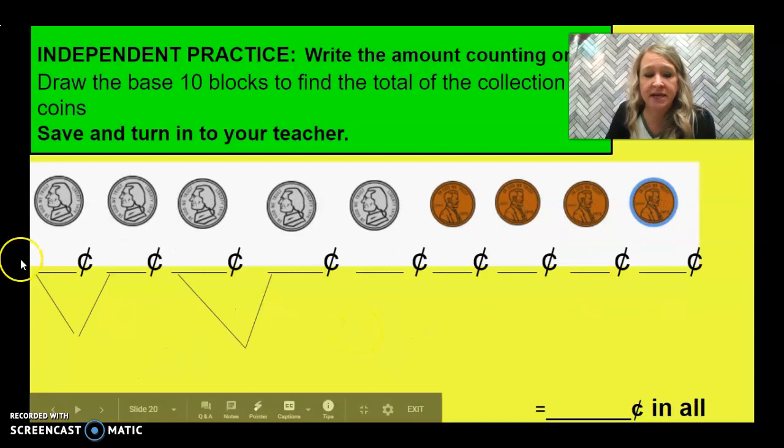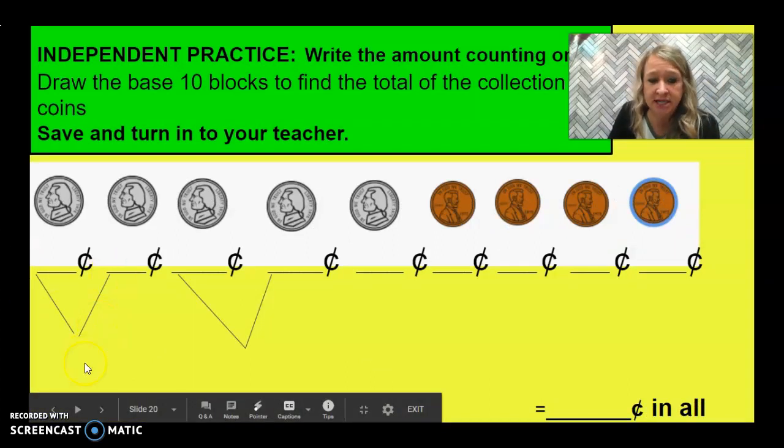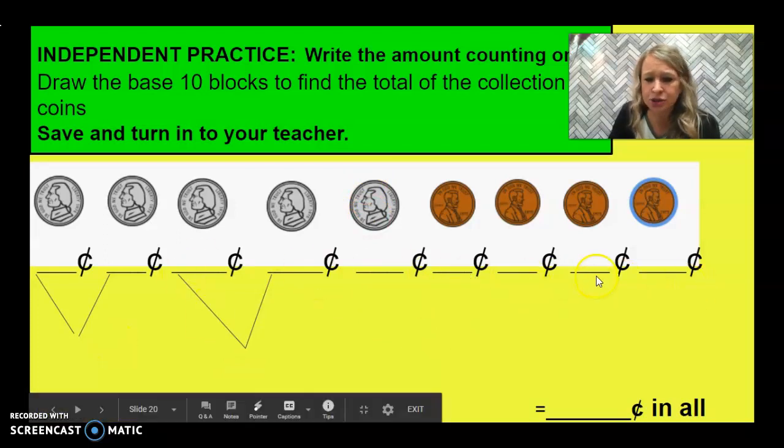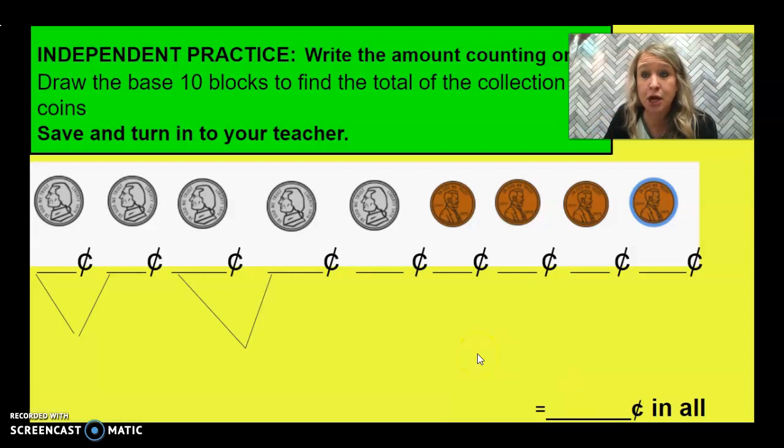Same thing with the next page. I drew little V's for you to put your 10. This is a 10, and these 2 nickels make a 10. This nickel you have to draw your units for. Then you draw your units for your pennies, count your blocks, count your coins, write how much money you have in all. You guys are going to be expert counters in no time.